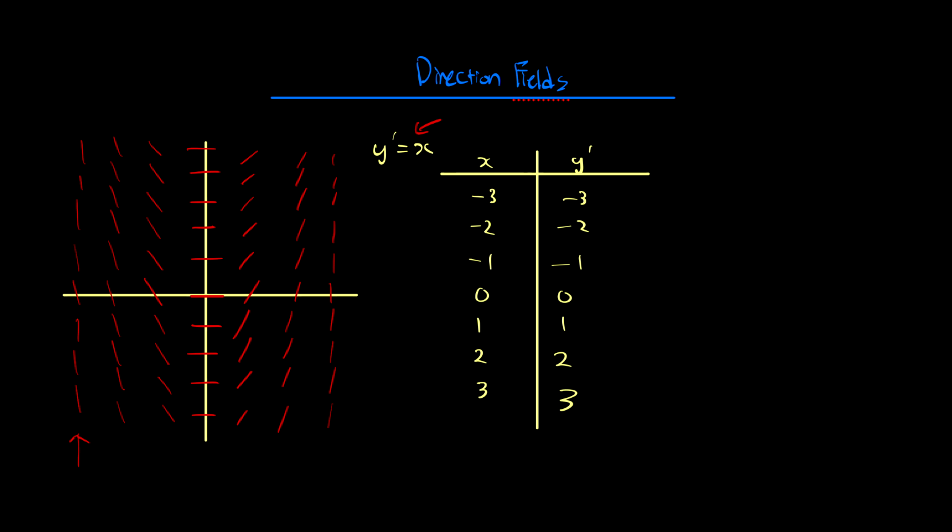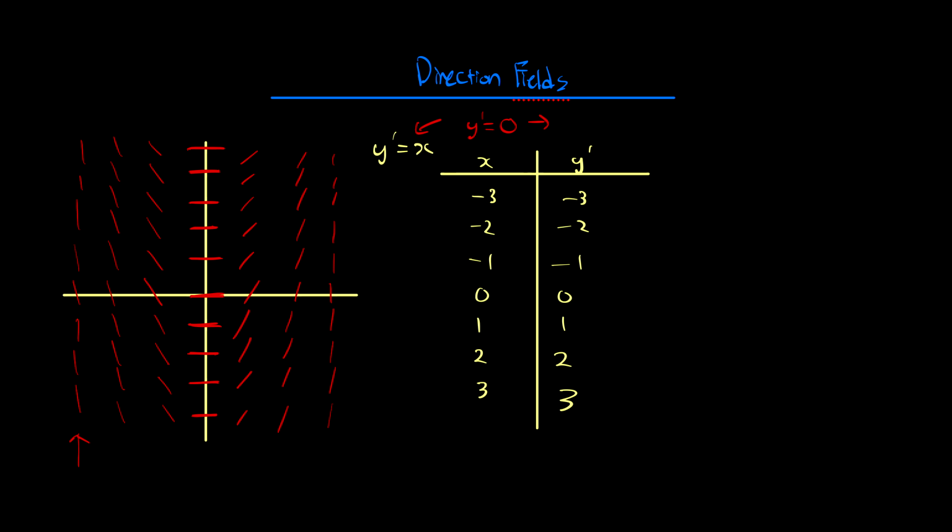So we get y prime equals x, and that means every x coordinate also means that it is the slope of the tangent at that point. So when x equals 0, y prime equals 0, and that's why we get a horizontal slope on every point of x equals 0.